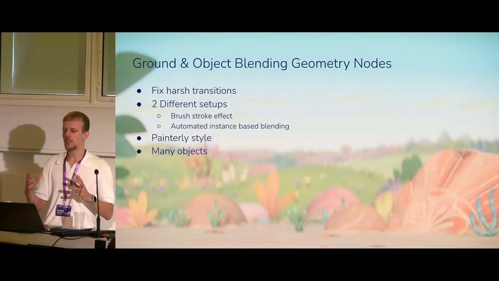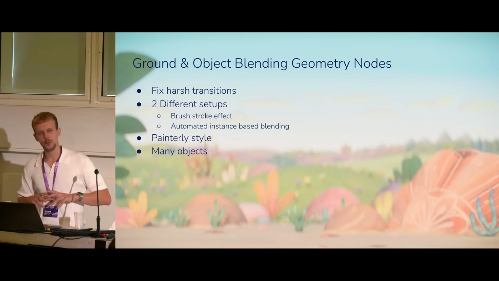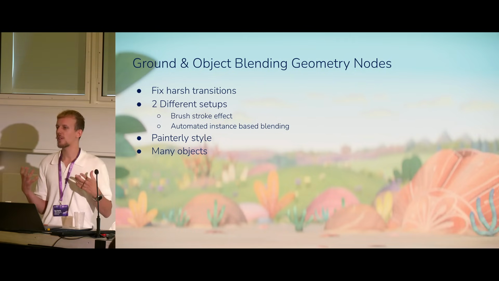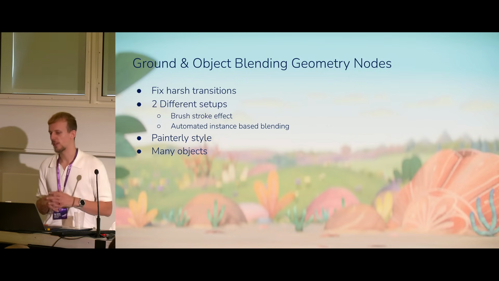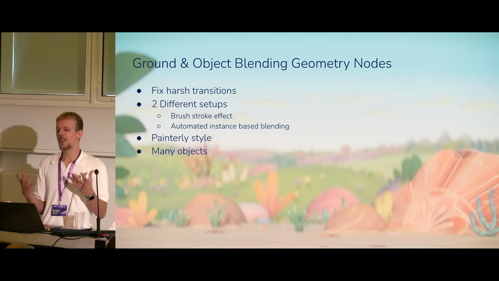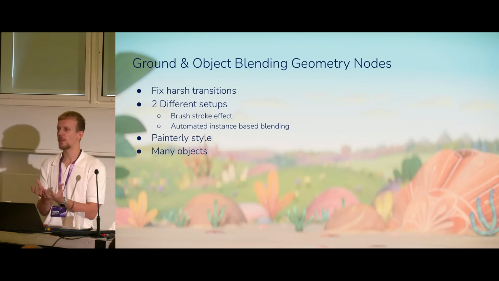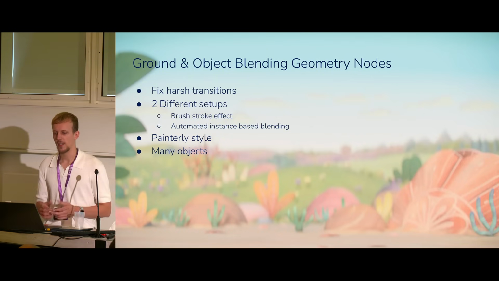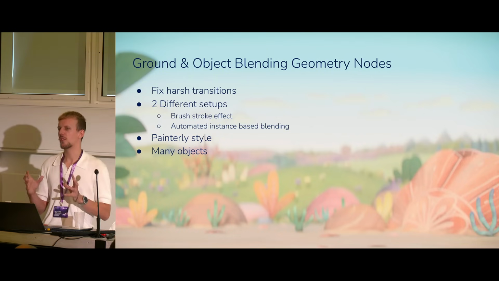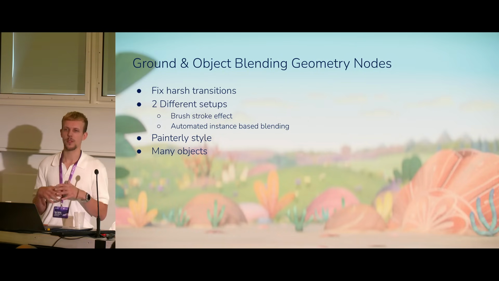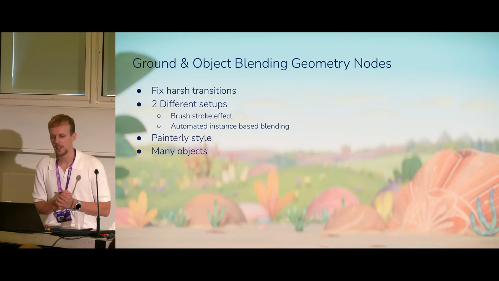The first one is we have a lot of objects that we scatter onto the ground, like rocks. There was a lot of rocks going on. And we just want to fix that harsh transition, right? The transition between two materials, but also the transition between normals. Now there's one setup where we just transfer normals, but in Blender 4.5 there's a geometry node that does that. So I'm not going to go into too much detail there.